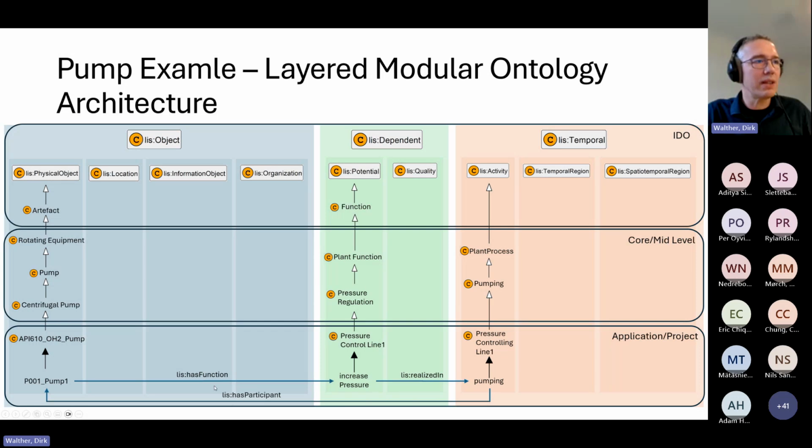Note these relations, they have a prefix LIS, which stands for Life Cycle Information System. That relates to IDO. So we could replace this with IDO. These are relations coming from IDO. We don't put them in our low level ontology. We don't redefine terminology coming from IDO or imported ontologies. So this is how we can derive a modular architecture for our scenarios.